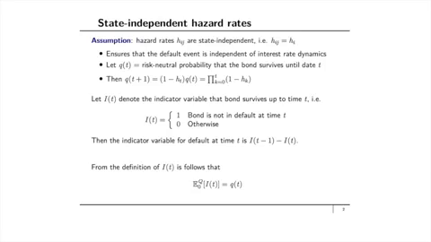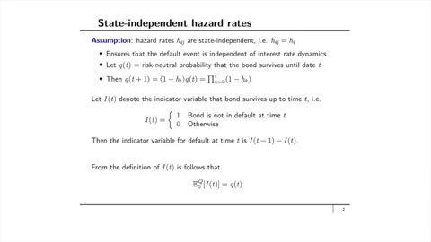In this module, we are going to assume that the hazard rates Hij are state independent. This ensures that the default probability is going to be independent of the interest rate dynamics. It will be easier for us to keep track of the events by defining a quantity called Qt, which is the risk-neutral probability that the bond survives until date t. A simple recursion defines what Qt is going to be.